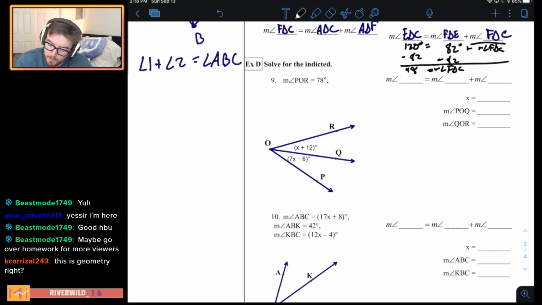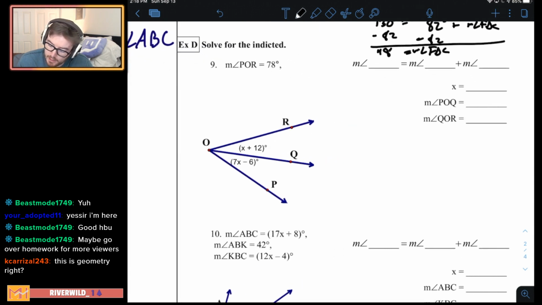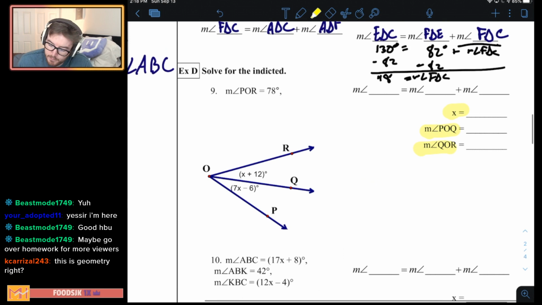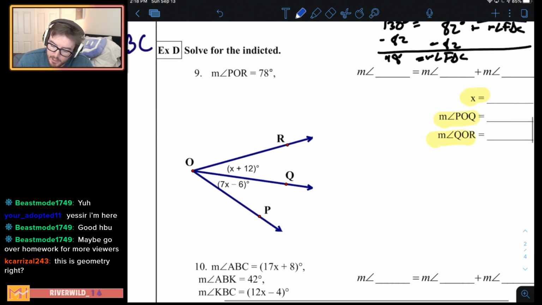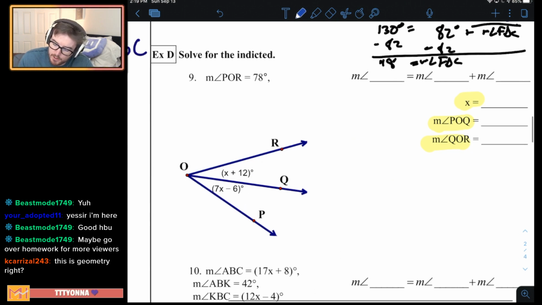We want to solve for POQ and QOR over yonder here. But before we can do that, we kind of need to know what x is. So let's write an equation that is true about this particular drawing. We know that POR is the sum of these two small angles put together. Let's go ahead and draw that out.